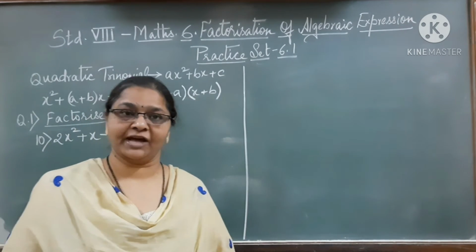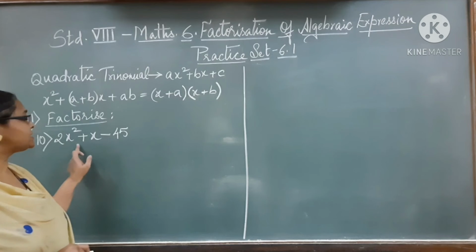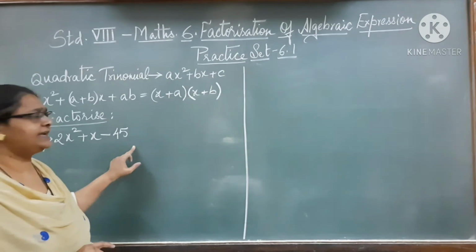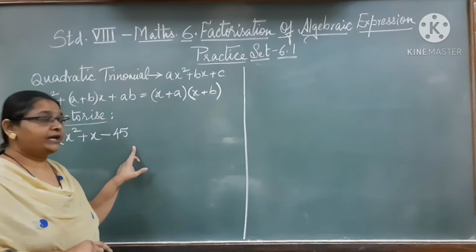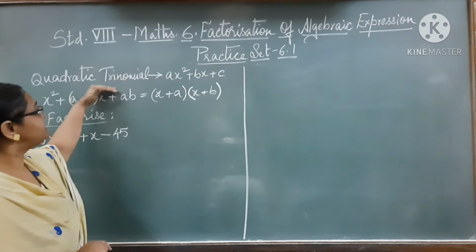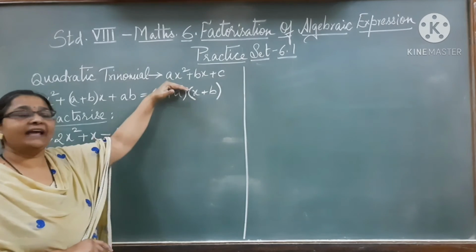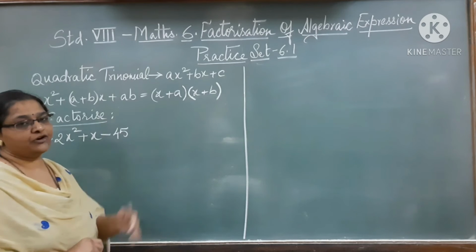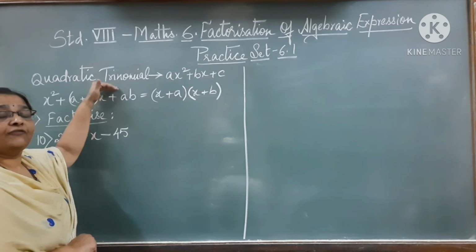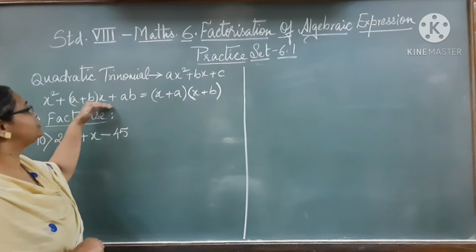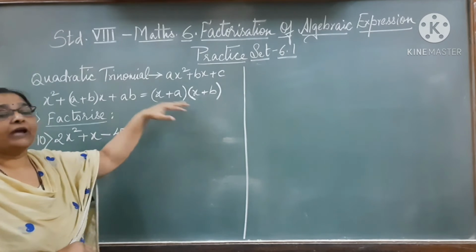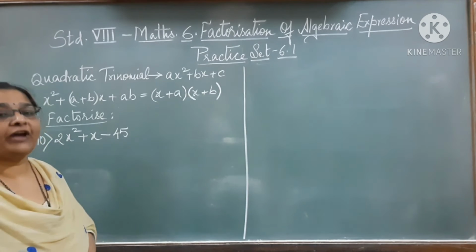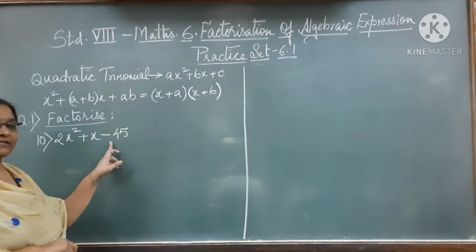Question number 1, factorize problem number 10, 2x squared plus x minus 45. But just before that, let's see what we have learnt already. We know the quadratic trinomial is in the form of ax squared plus bx plus c, and we are going to factorize such trinomials, in the form of x squared plus (a plus b) into x plus ab, so as to get two factors in the form of x plus a and x plus b. Let us now factorize 2x squared plus x minus 45.